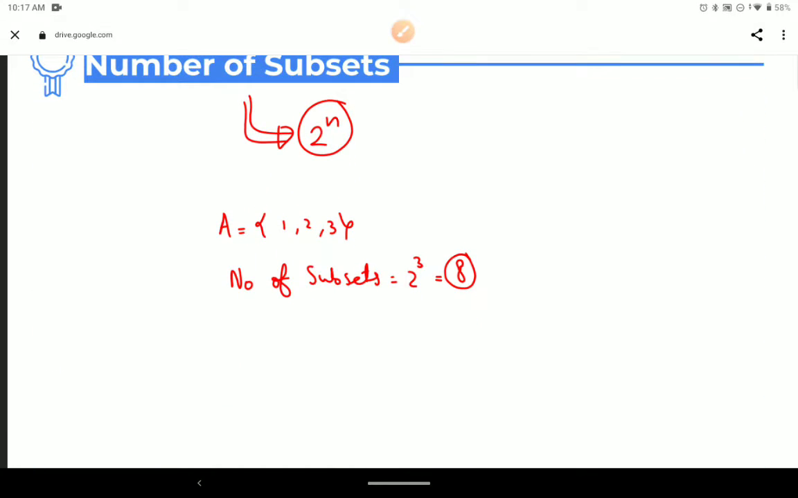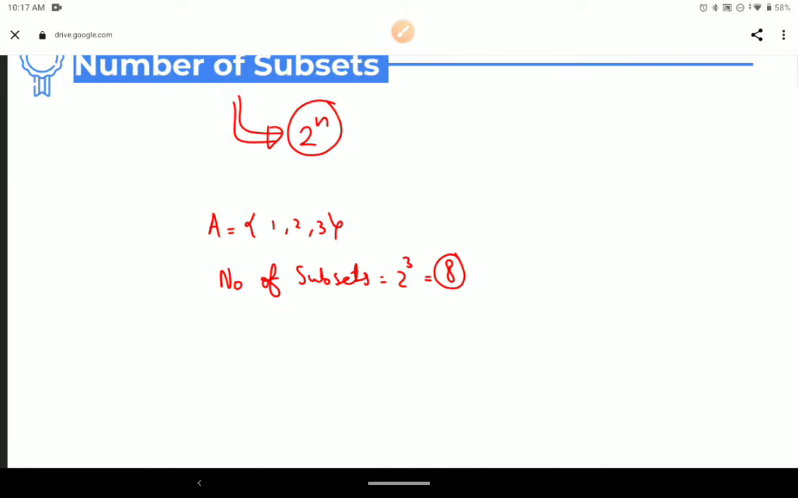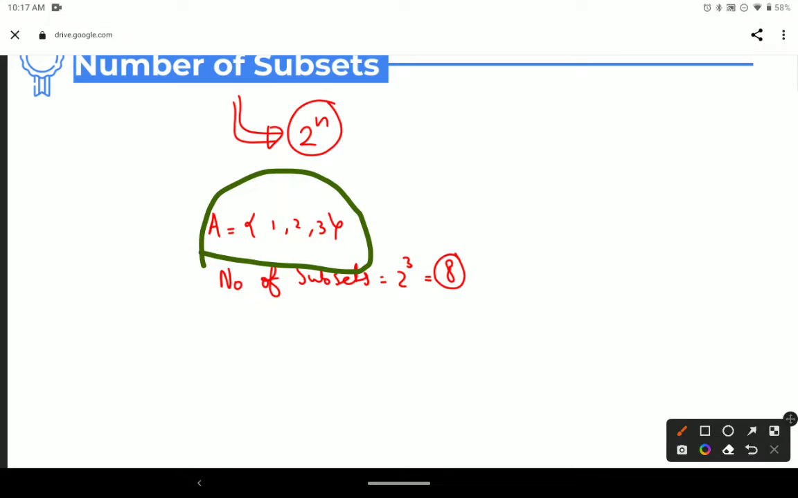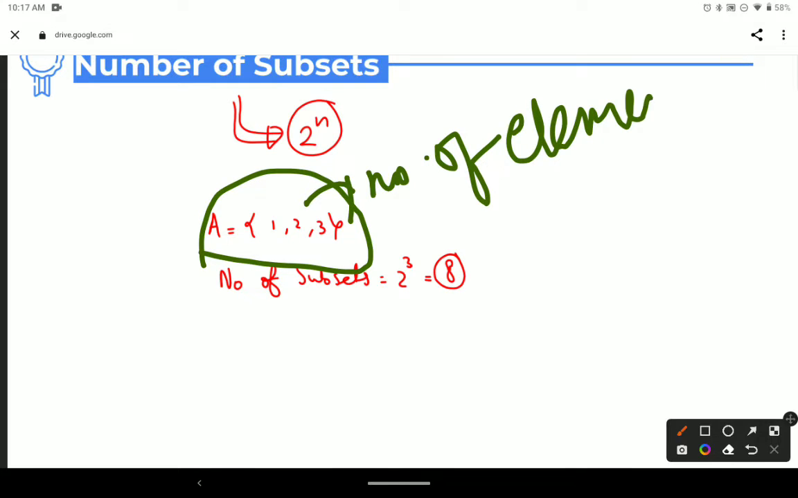Another important major topic is number of subsets in a set. There is a formula for number of subsets of a set. Suppose A is equal to {1, 2, 3}. Here number of subsets is 2 power n, where n represents the number of elements in this set. So 2 power n. Here 3 elements were there, so 2 cube, which results in 8. So this is the formula of number of subsets.